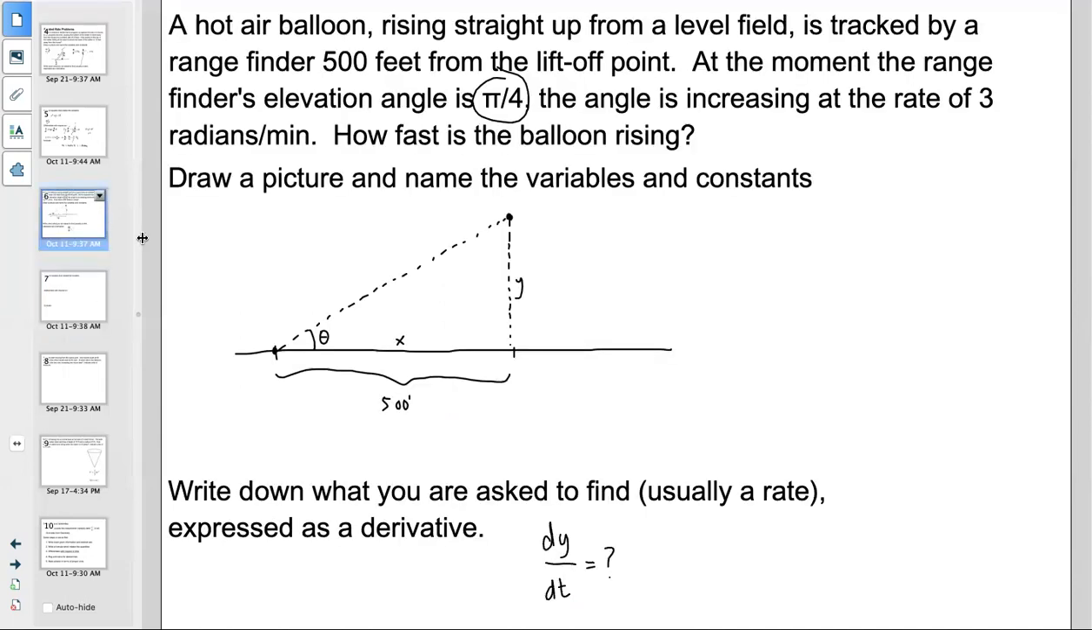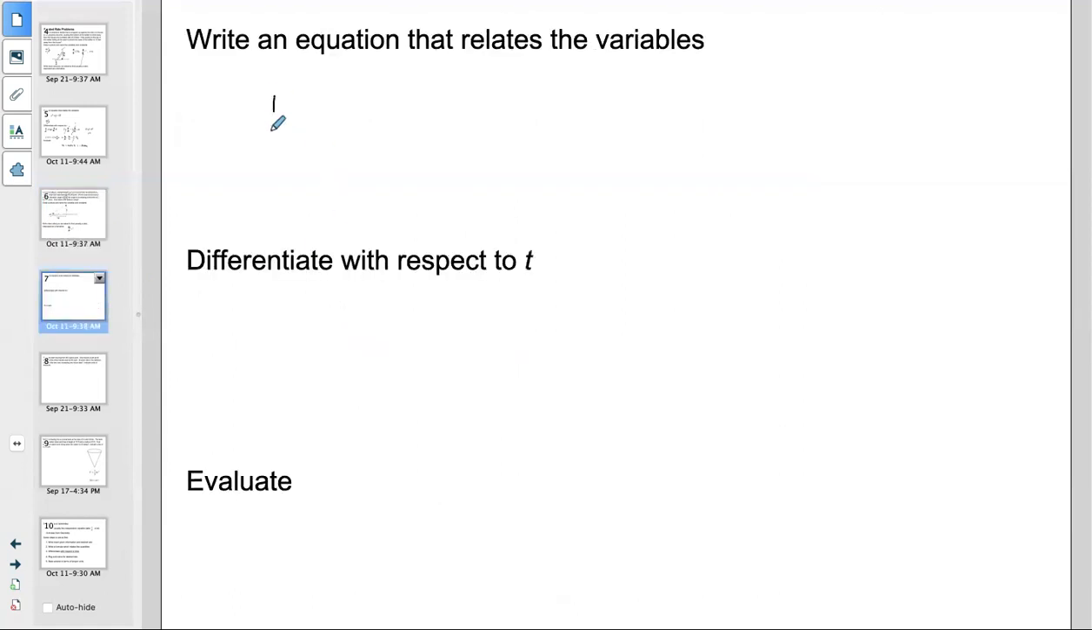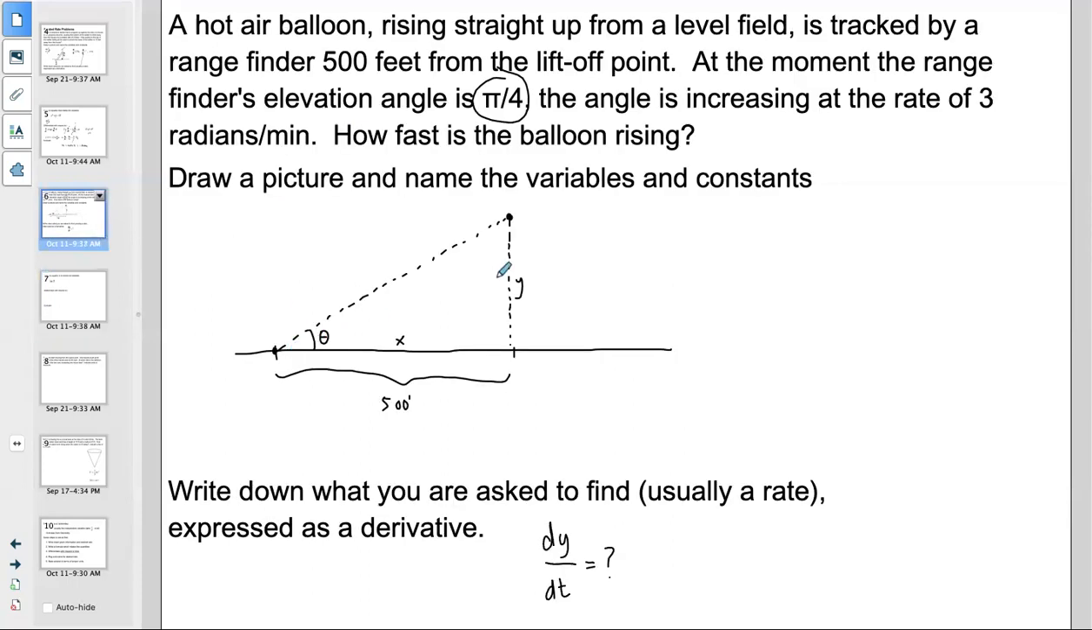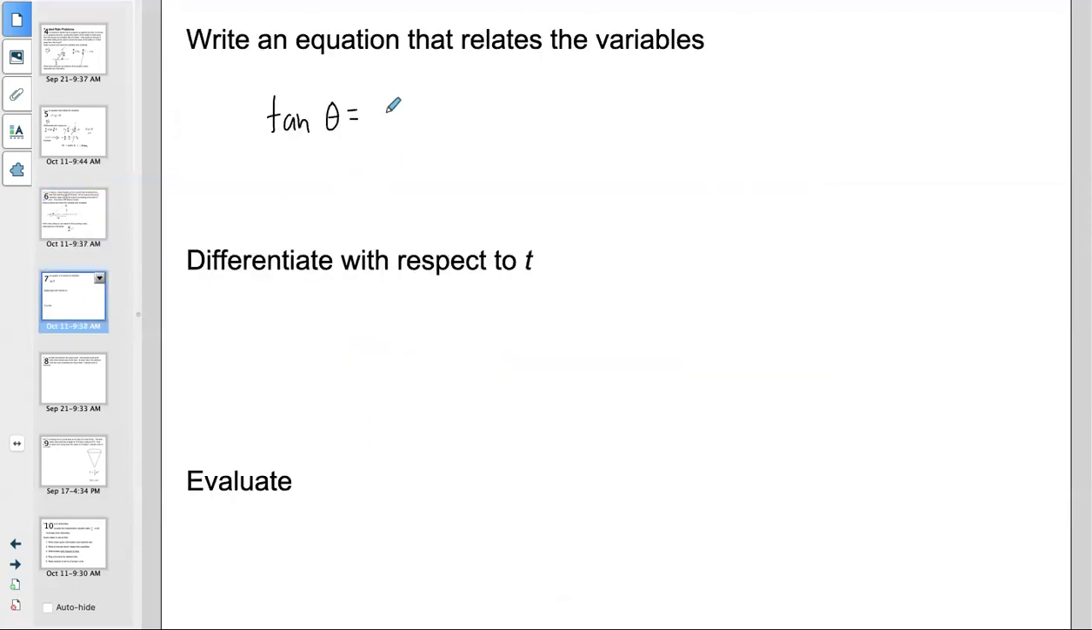Write an equation that relates the variables. So the variables here are x, y, and theta. And in a right triangle, the thing that relates an angle, the opposite side to the angle, and the adjacent side to the angle is a trigonometric function called tangent, which you may remember, SOHCAHTOA and all that. So I can write the tangent of theta equals opposite, which is y, over adjacent, which is x. So that relates 2 variables, y over x.